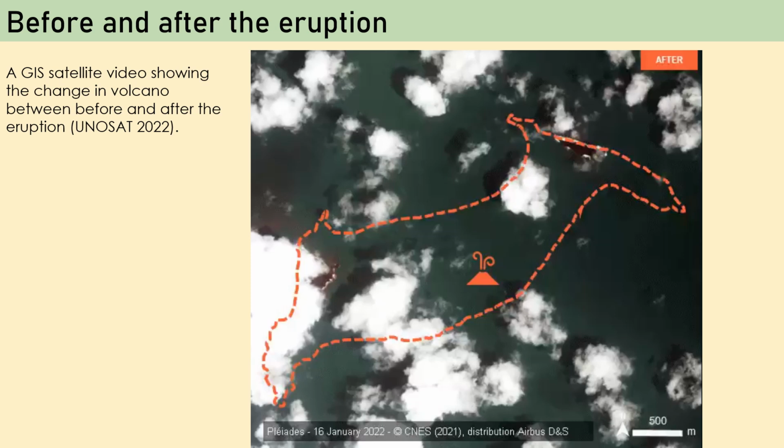Okay, so 16th of January, this is what it looks like, and you can just about see the two islands. If I annotate here, there you go, there's one of the islands there, one of the islands there, but you can see much of it has been completely obliterated.